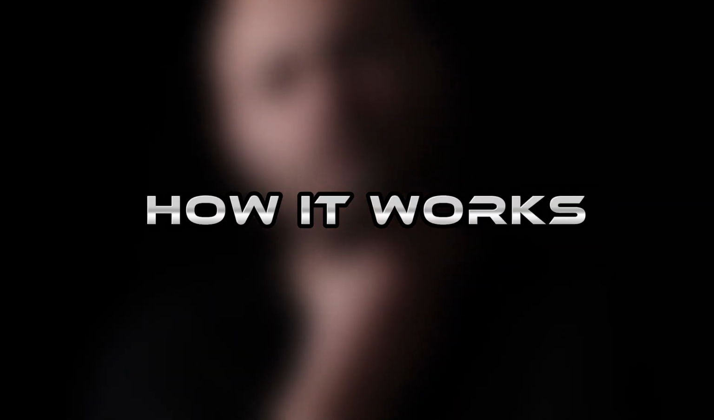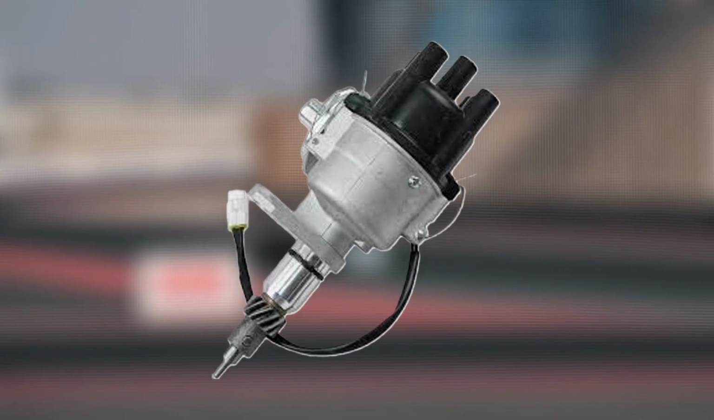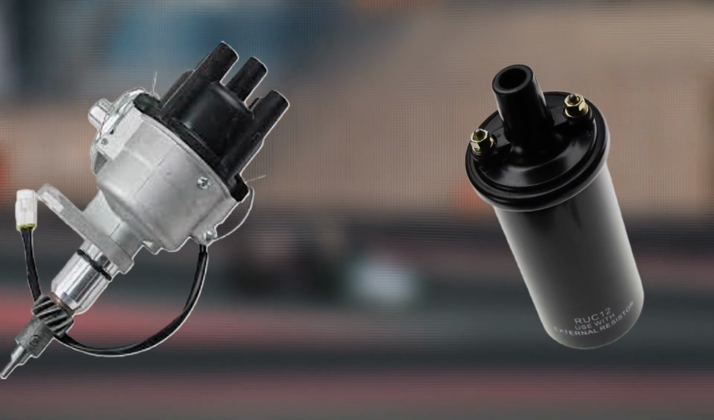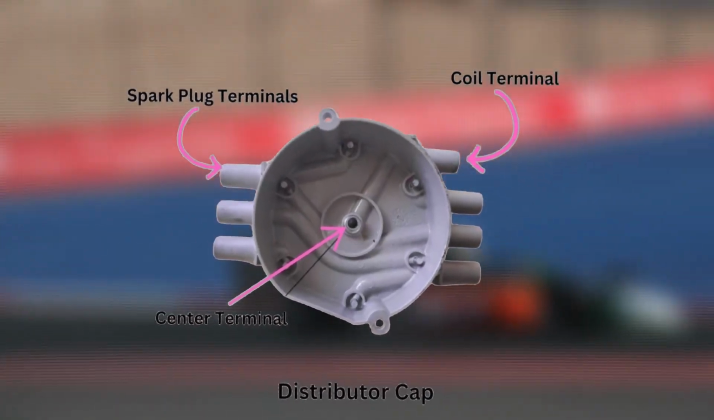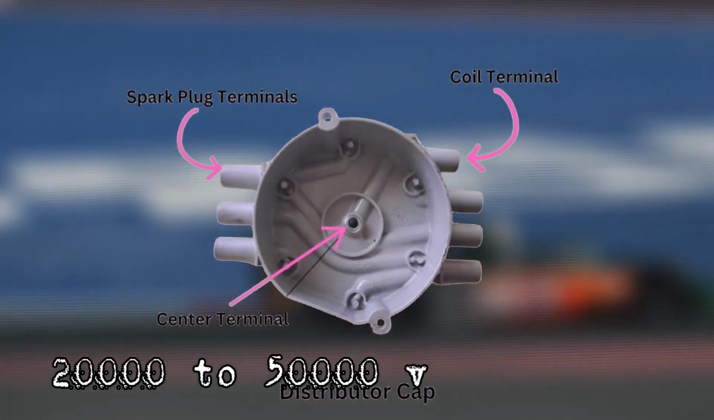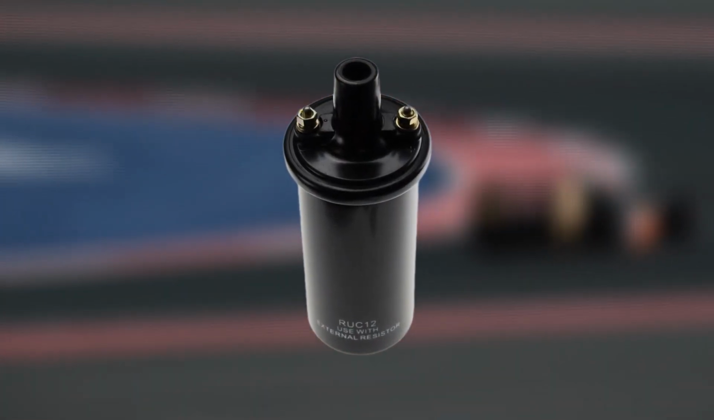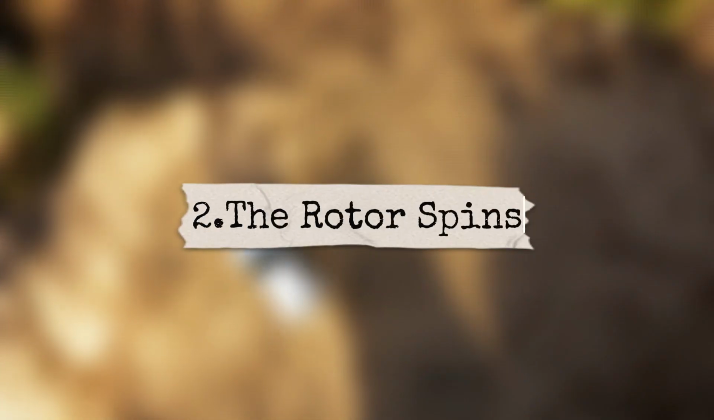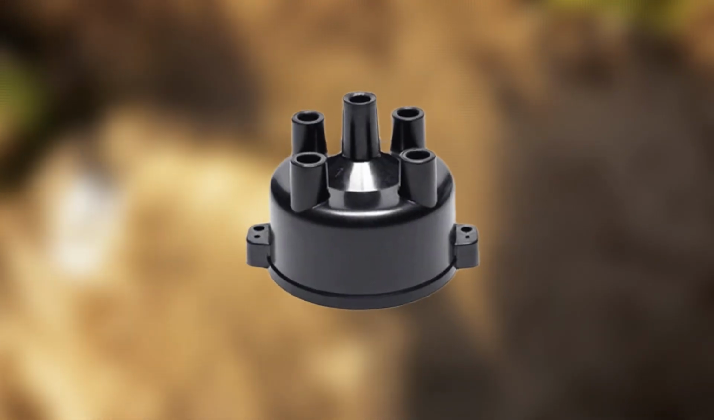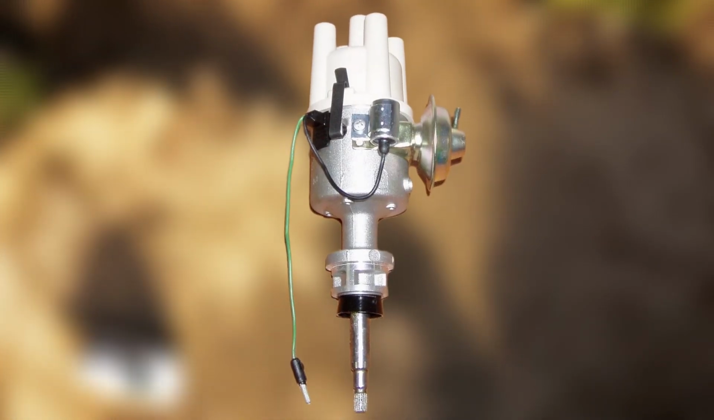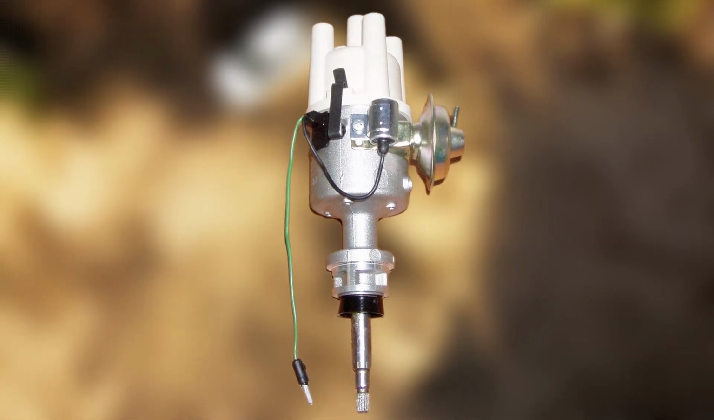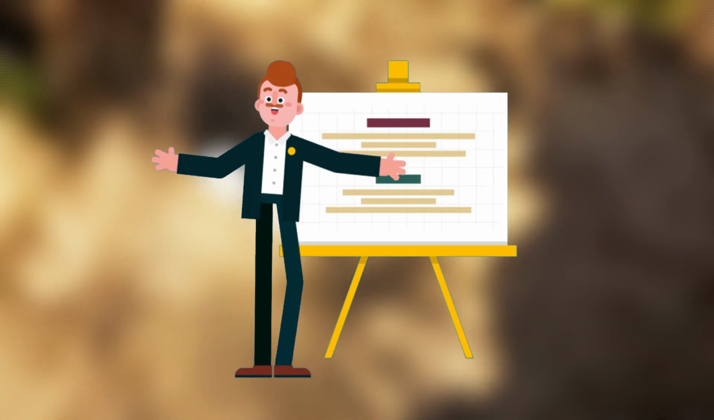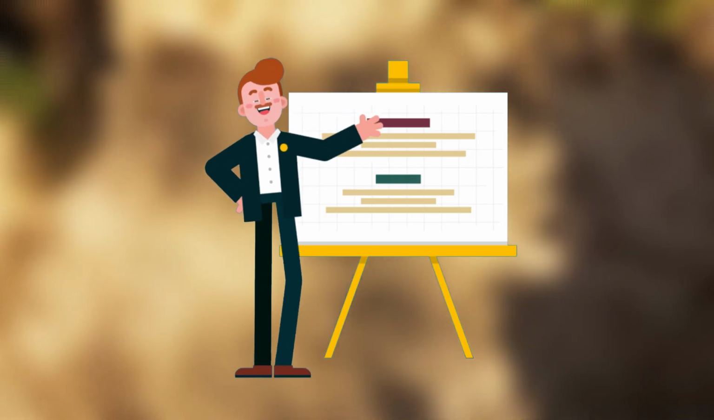How it works. The distributor operates in conjunction with the single ignition coil, receiving high voltage. The central terminal of the distributor cap receives the 20,000 to 50,000 volt pulse from the ignition coil via the main coil wire. The rotor spins. Inside the distributor cap, a component called the rotor is constantly spinning, driven by a shaft connected to the engine's camshaft. The rotor is the only moving part inside the cap.